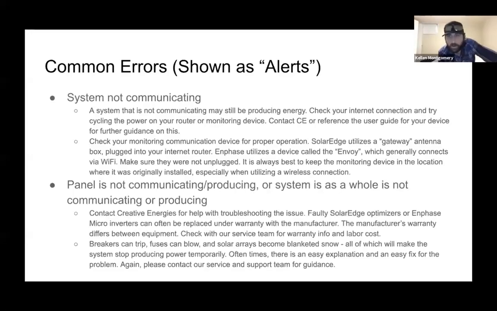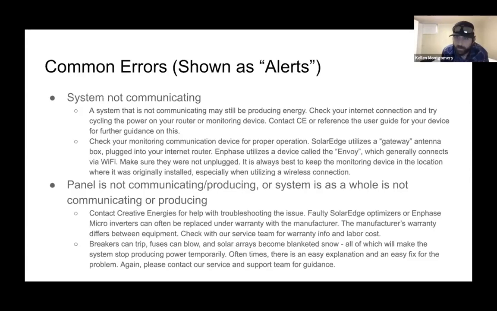SolarEdge uses what we call a SolarEdge monitoring gateway, which is essentially a small white antenna box that generally lives right next to your internet router. Enphase utilizes a device called the Envoy, which generally connects to your Wi-Fi wirelessly. In some cases, they can be hardwired to your internet router as well. If you have questions on what configuration you have, we can certainly guide you to finding the answer. Most importantly, make sure the device, whether it's the Envoy or the SolarEdge gateway, was not unplugged.